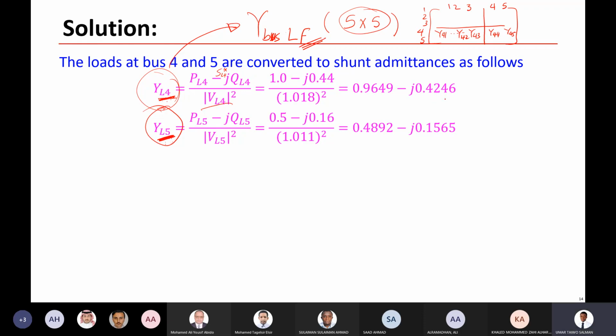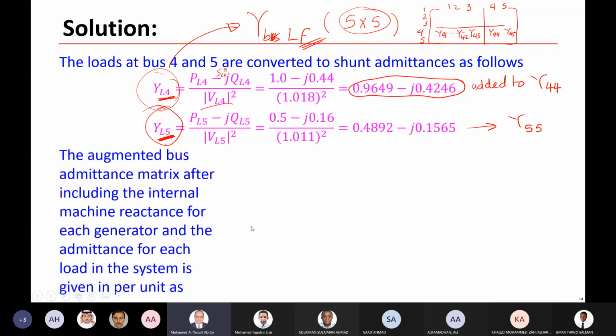We add it to the rows of rows 4. This value will be added where? It will be added to 4, 5, doctor. The diagonal entry. Plus 4, and this is also will be added to Y55. So this is how the load admittances will be incorporated in Y bus matrix.